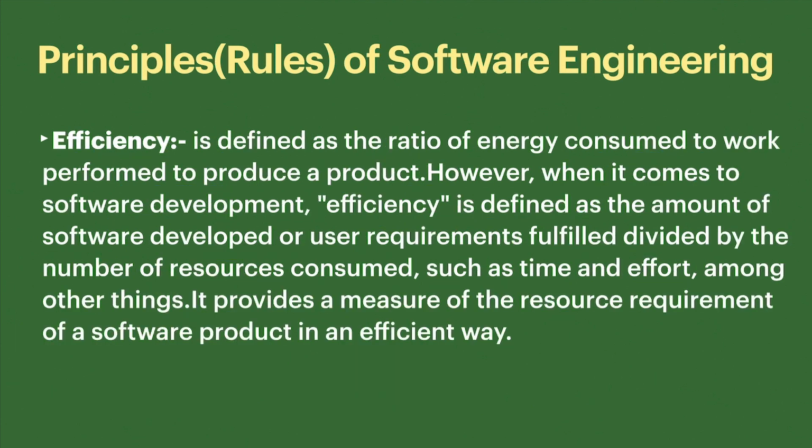The next point is efficiency. Efficiency is defined as the ratio of energy consumed to work performed to produce a product. However, when it comes to software development, efficiency is defined as the amount of software developed or user requirements fulfilled divided by the number of resources consumed, such as time, effort, and other things. So it provides a measure of the resource requirement of a software product in an efficient way. Efficiency shows us how much software is developed and how many resources are consumed for it.